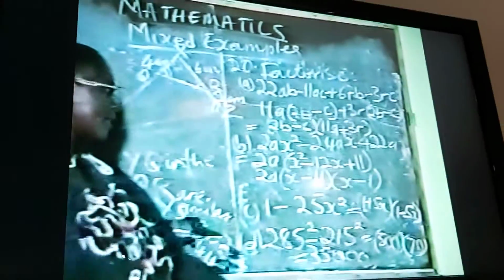Now note how easy this is, because we can use our knowledge of difference of two squares. If we are to go and square this and subtract, although you get the same answer, you will have wasted a lot of time.